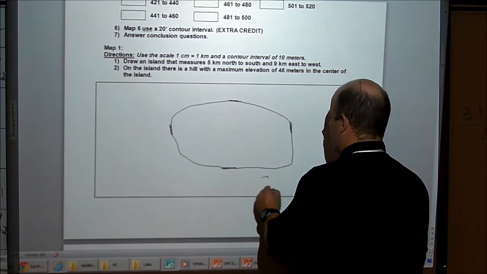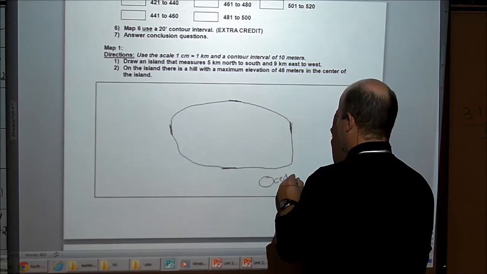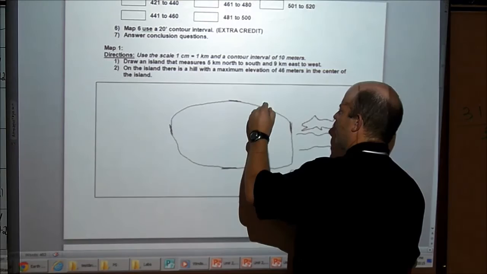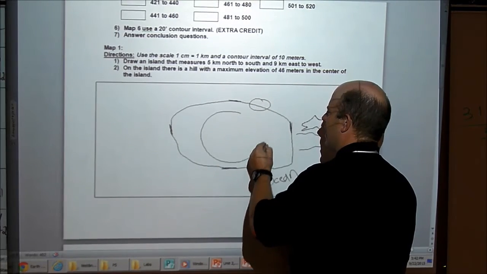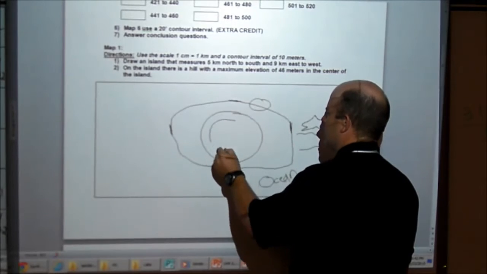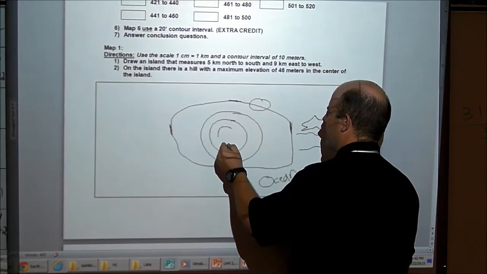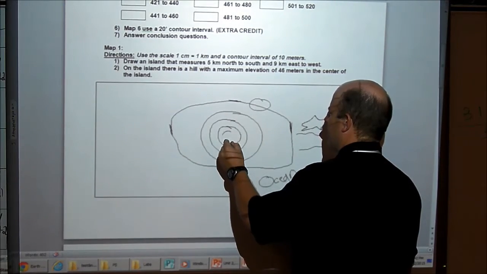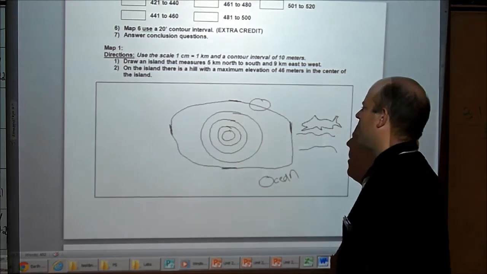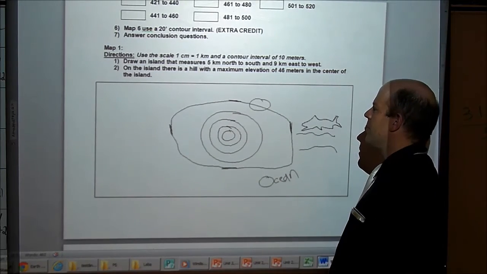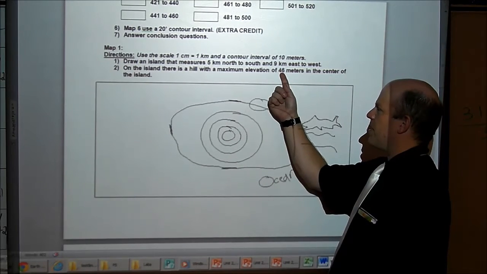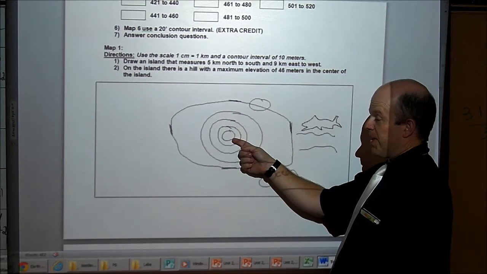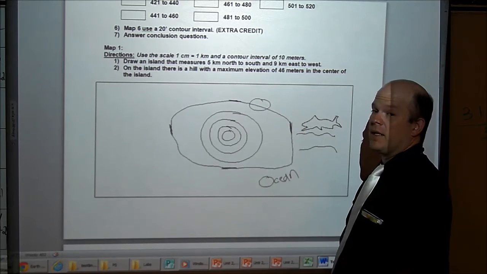Okay, so this is the ocean. This is 0 feet because this is sea level. So my first line is 10. Second line is 20. Third line is 30. And the last line is 40. And I have a nice giant bullseye in the middle of the island. Okay? So 10, 20, 30, 40. Well, you say, Mr. Perry, it's 46. Well, yeah, but we're going by 10, so the next line will be 50, and that's too high.